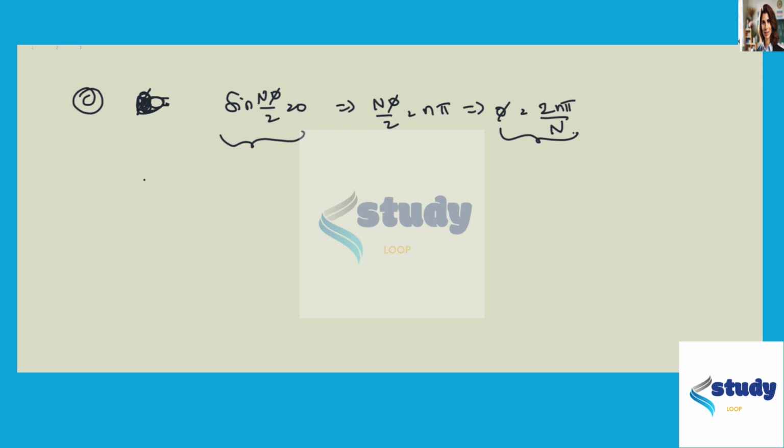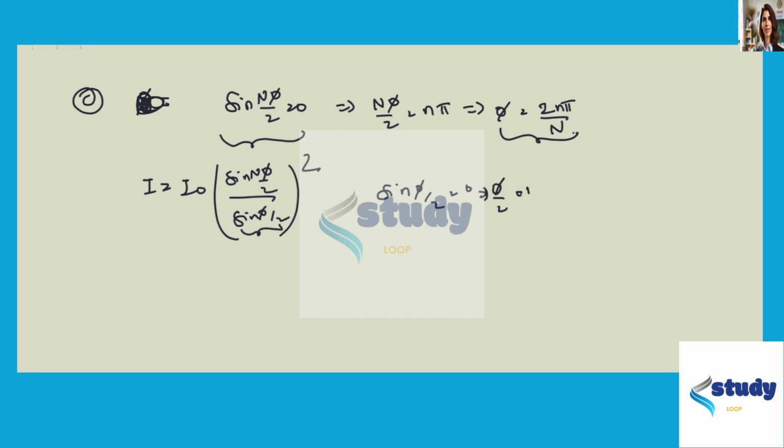But notice that the expression we have is I naught times sine n phi by 2 by sine phi by 2, squared. So if sine phi by 2 is 0, that is the denominator is 0, then it's fishy. We need to take care of it. The denominator will be 0 when phi by 2 is equal to m pi, which means phi is equal to 2m pi.